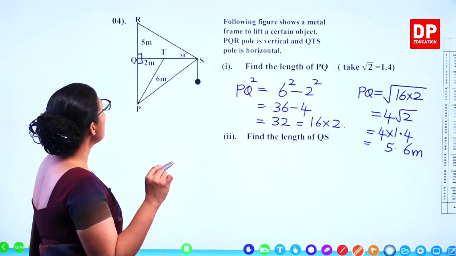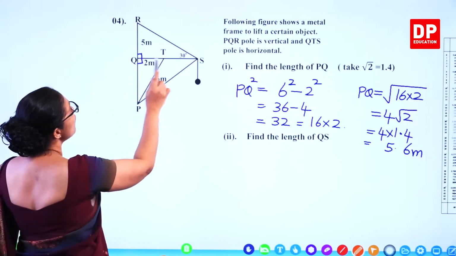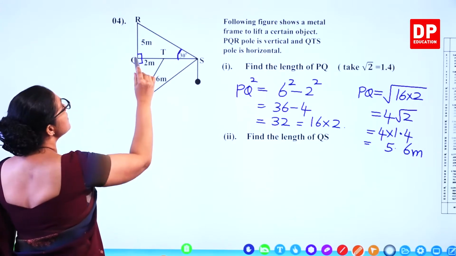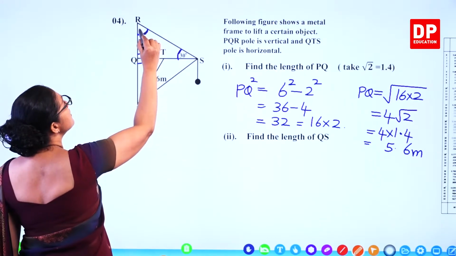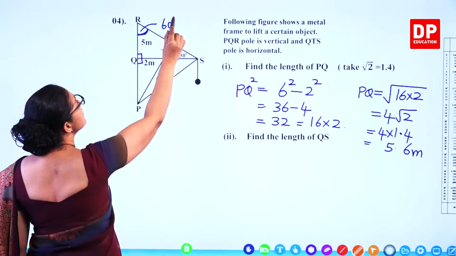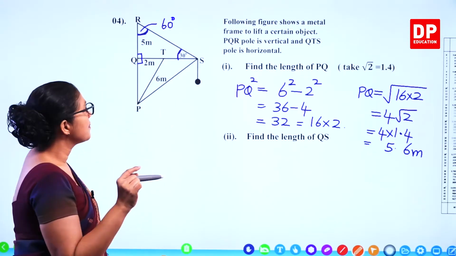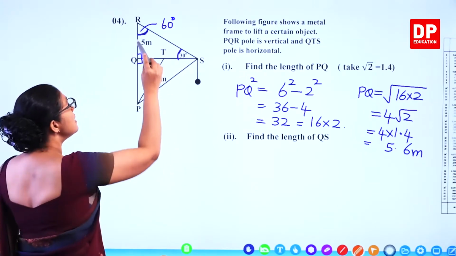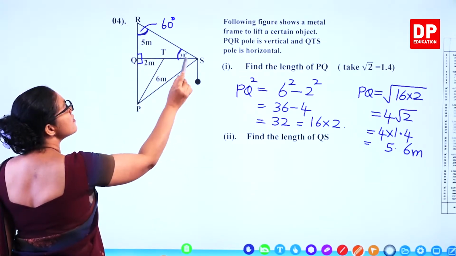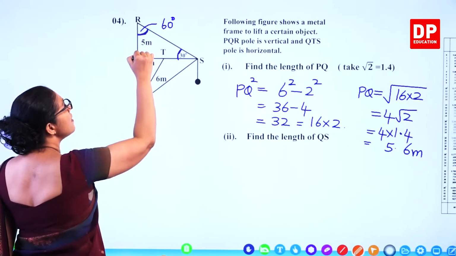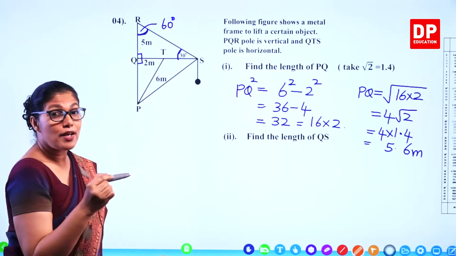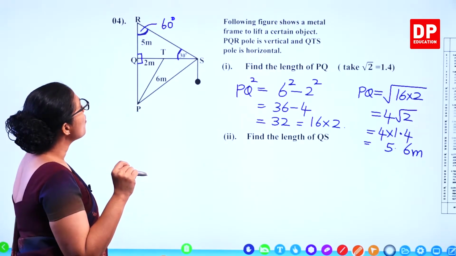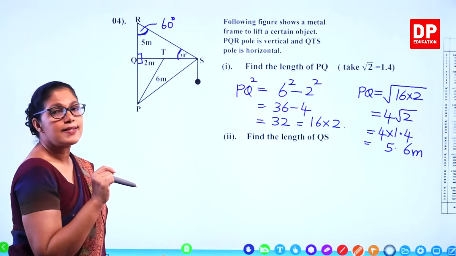Find the length of QS. You need to find out this length. This is given 30. This is 90. So what is this angle? This is 60 degrees. 90 minus 30. How can we find out QS? To this angle, this is opposite and the adjacent is 5. So we can use trig ratios. What's the appropriate one? Appropriate one is tan 60.